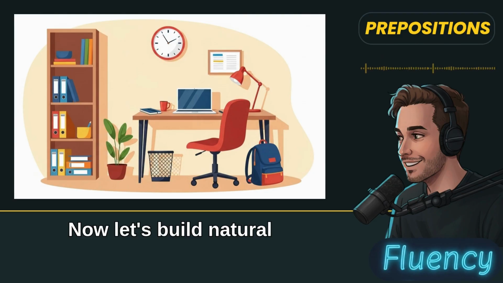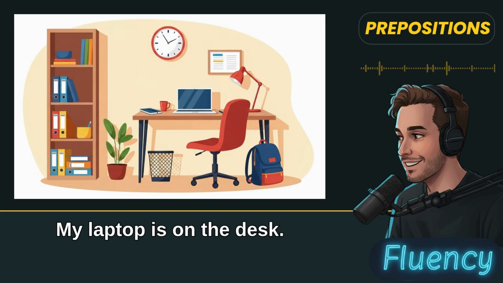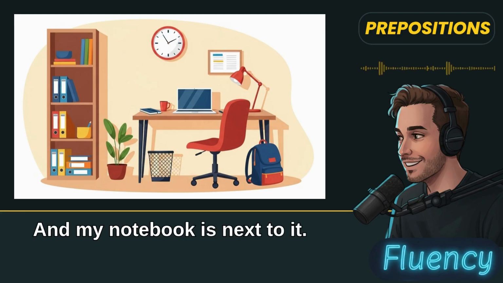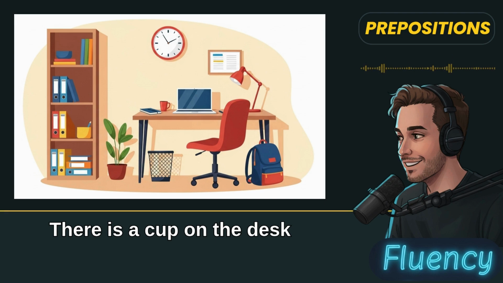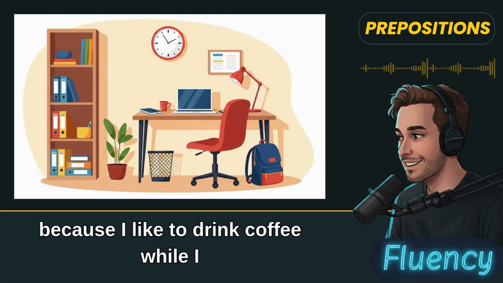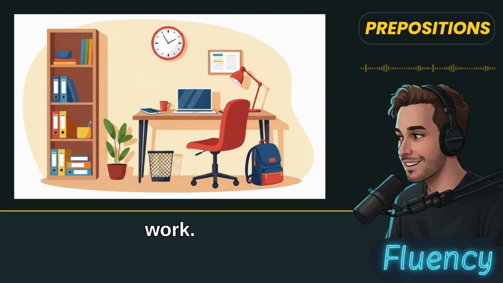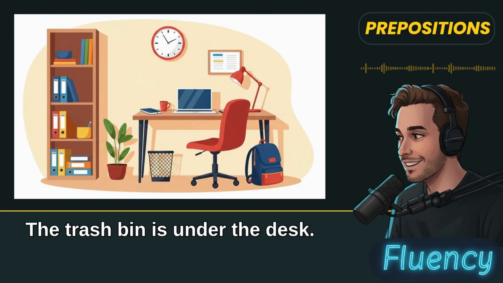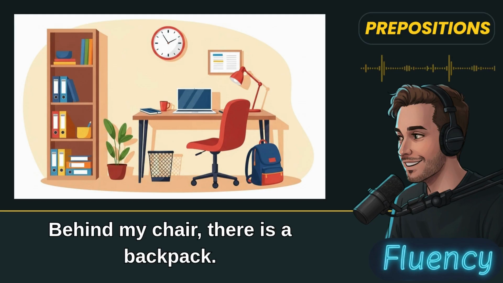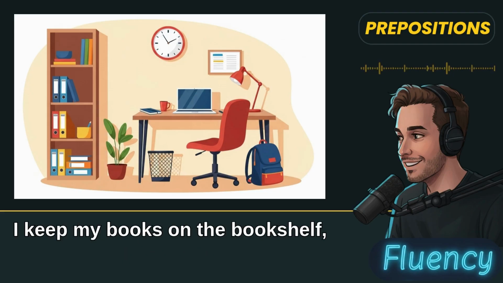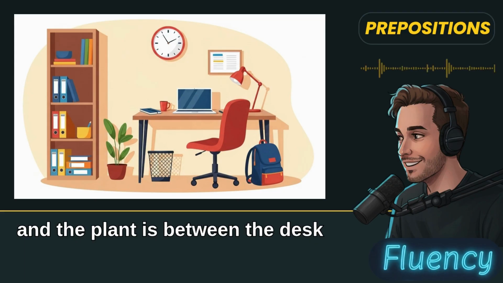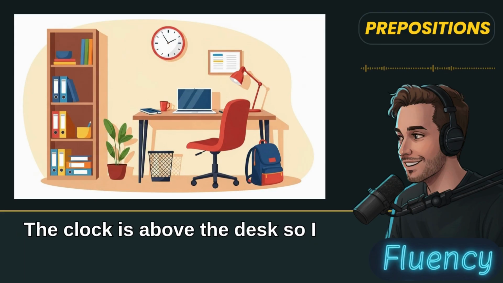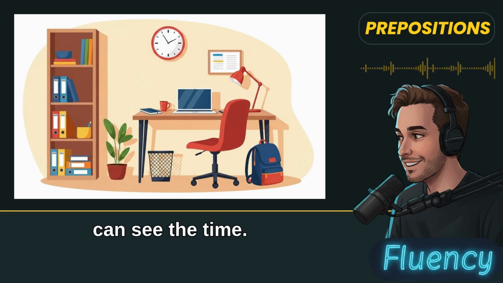Now, let's build natural English descriptions. This is my home office. My laptop is on the desk, and my notebook is next to it. There is a cup on the desk because I like to drink coffee while I work. The trash bin is under the desk. Behind my chair, there is a backpack. I keep my books on the bookshelf, and the plant is between the desk and the shelf. The clock is above the desk so I can see the time. This is real English. Simple, clear, useful.